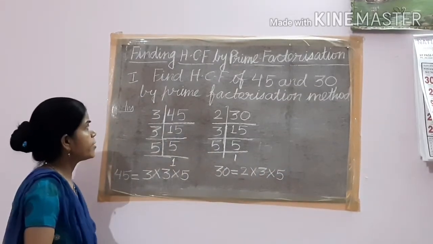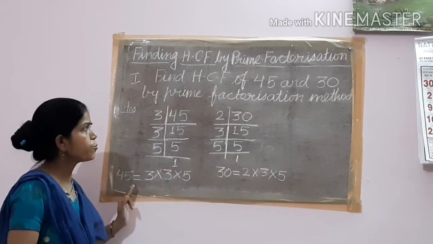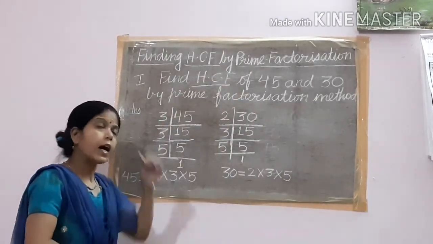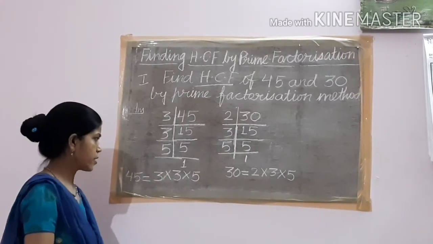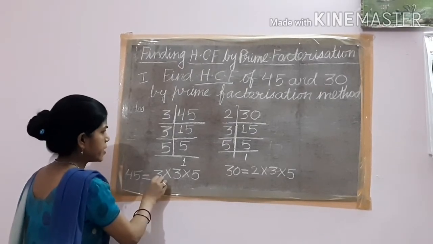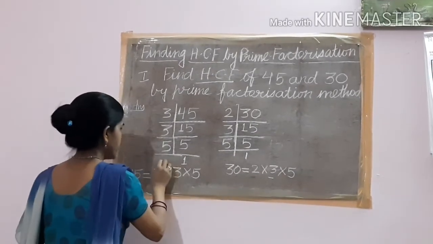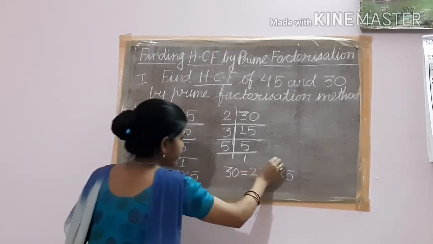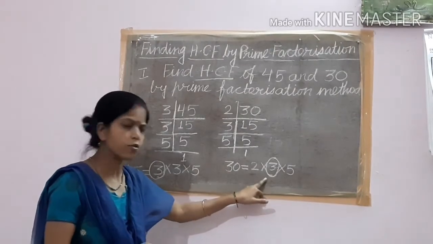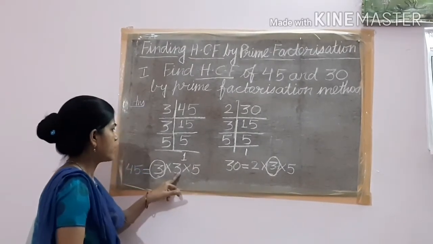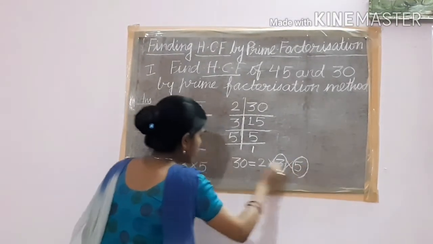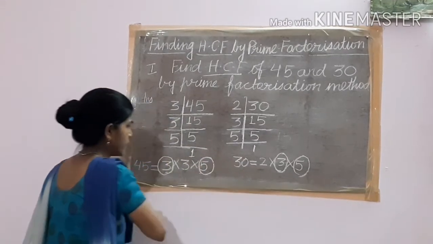Now we have done the prime factorization. What do we have to find out now? We have to find out the HCF. HCF is the highest common factor. So let us see. Here is 3 and here is also 3. One 3 is common. Now next, here is another 3 but there is no second 3 there. Then 5. Yes, one 5 is here and one 5 is also here. So this 5 is common.